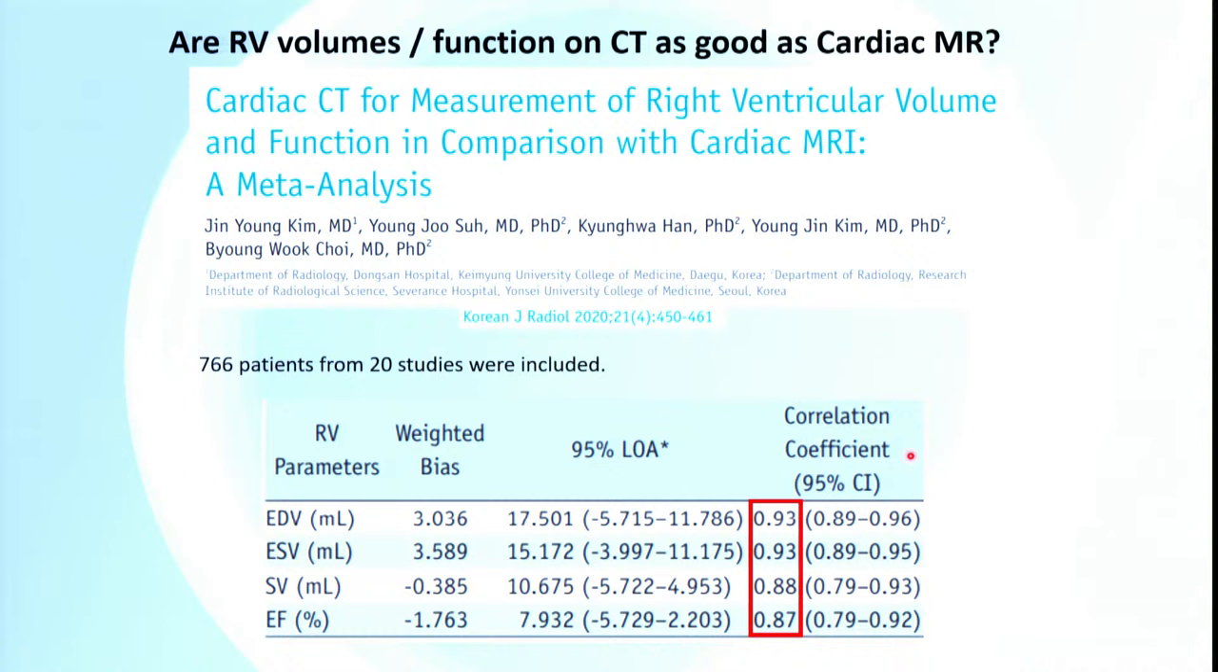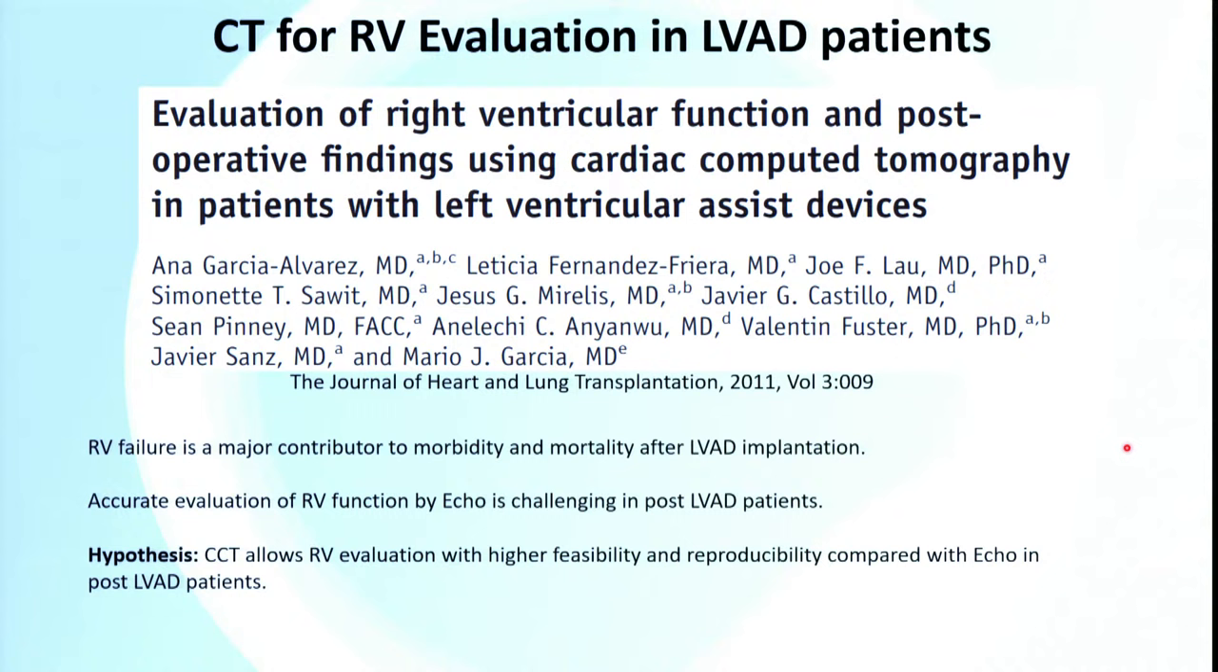So this meta-analysis in the Korean Journal of Radiology took all the studies that have looked at this question. 766 patients from 20 studies were included in this meta-analysis. And again, they looked at the four parameters obtained from CT, diastolic volume, systolic volume, stroke volume, and ejection fraction, and correlated them with cardiac MRI, and the correlation coefficients, again, much higher sample size here from the meta-analysis, was very good.